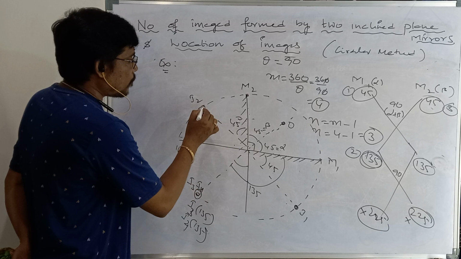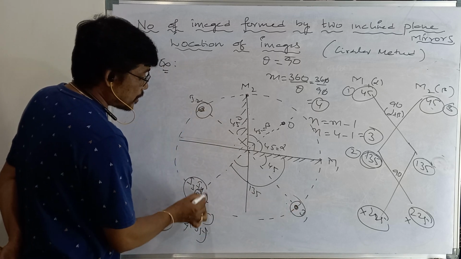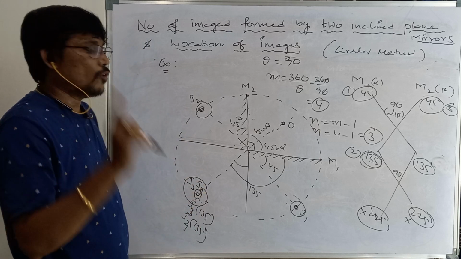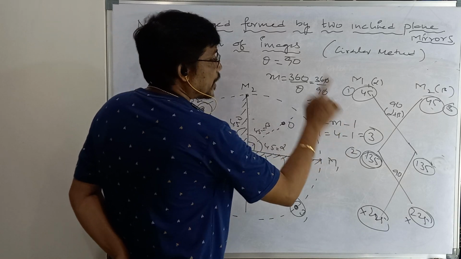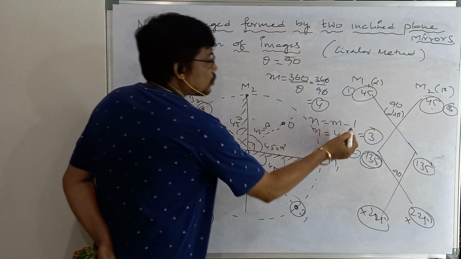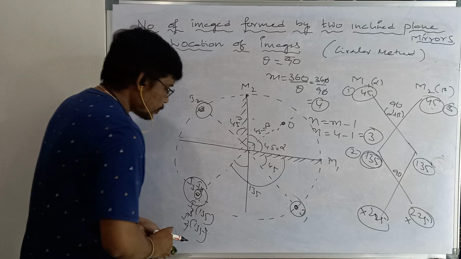Here, how many images are formed? This is the first image, this is the second image, and here the third and fourth images are overlapping. So you should consider those 2 images as one image. So here the formula is n is equal to m minus 1, as I showed in the initial table. The reason it is m minus 1 is because of this overlapping. I hope you understand this.